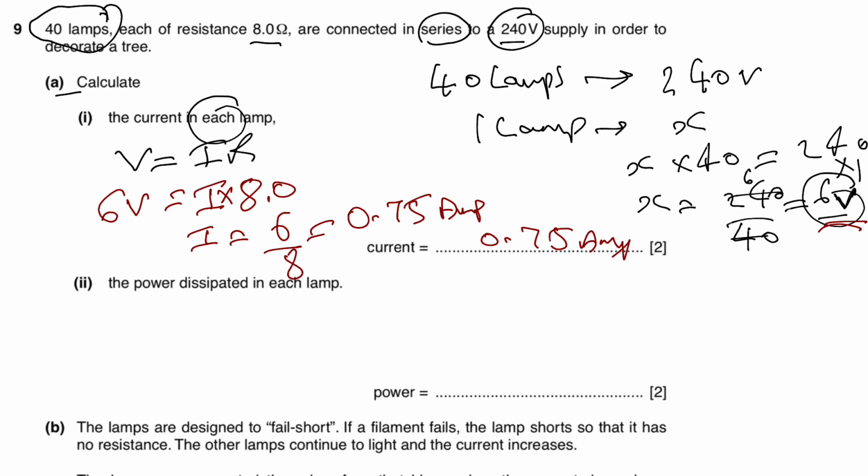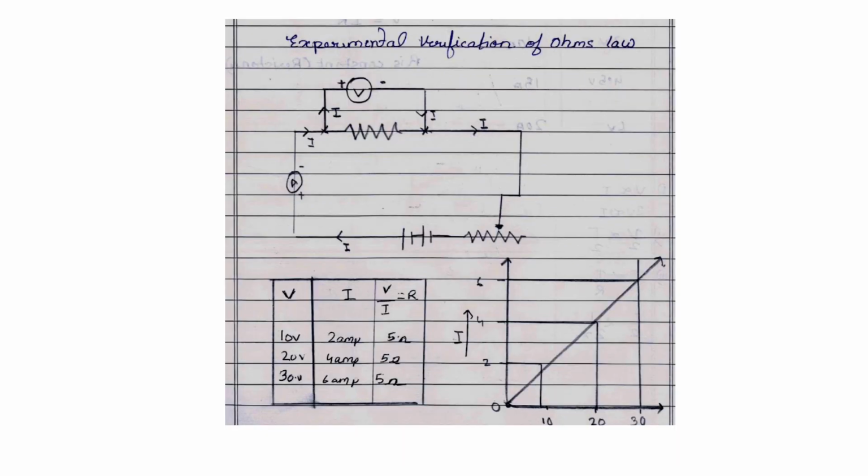Now they have asked one more thing in the second part of the question: the power dissipated in each lamp. So we will use the formula for power: power equals voltage into current, P equals V into I. How did we get this derivation of power? Let us go through this.